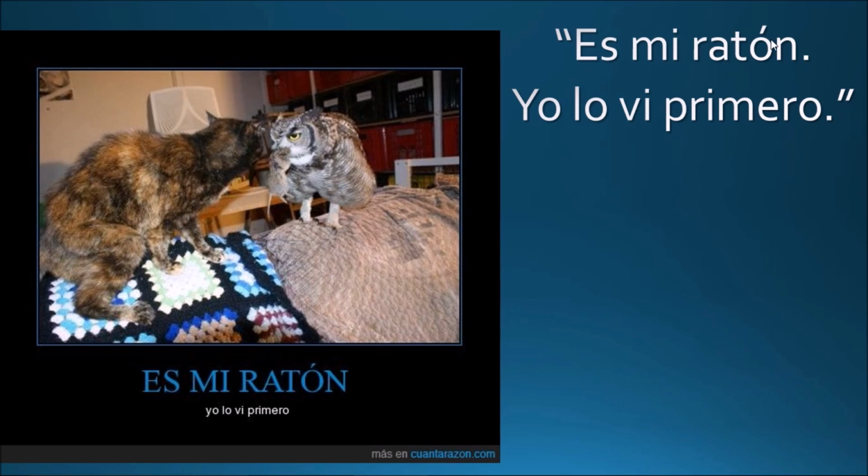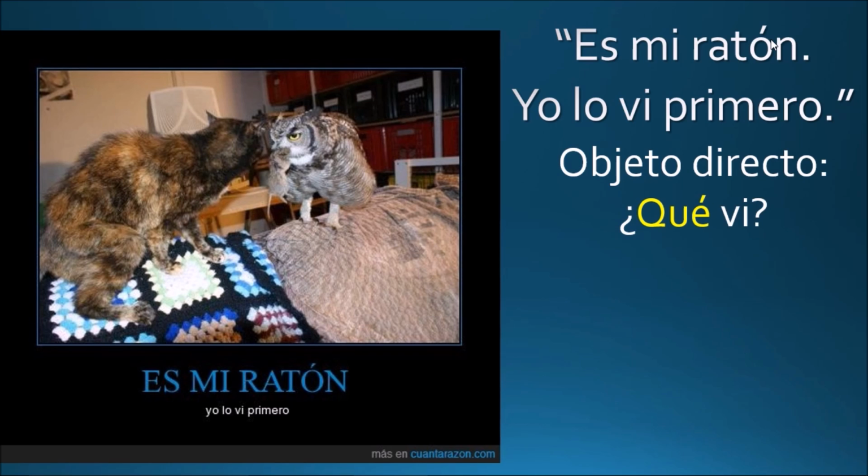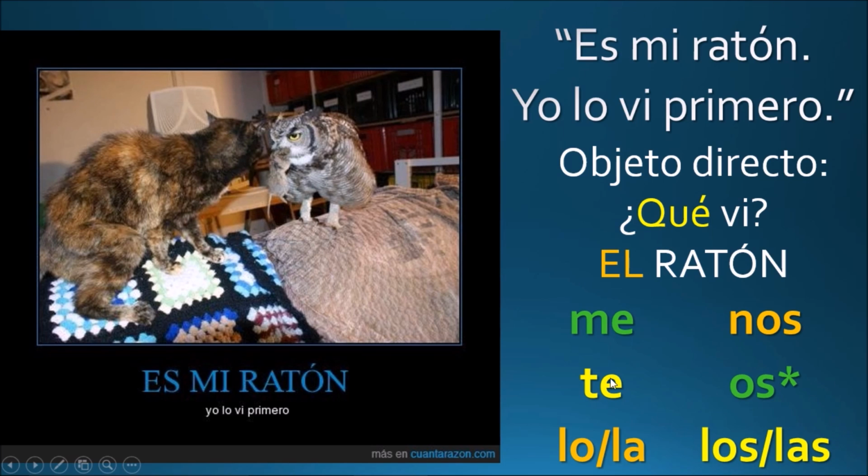Okay. Es mi ratón. It's my rat. Yo lo vi primero. I saw it first. ¿Qué es el objeto directo? ¿Qué vi? El ratón. What did I see? The rat. So we need to find the direct object pronoun that matches el ratón. It needs to be singular and masculine. So of these options, lo replaces el ratón. So es mi ratón, yo lo vi primero. Lo is referring to ratón.